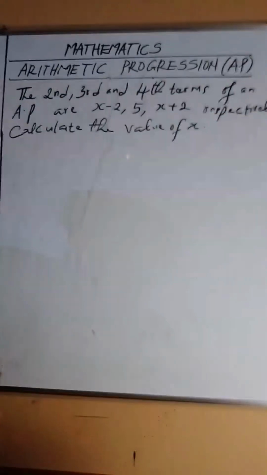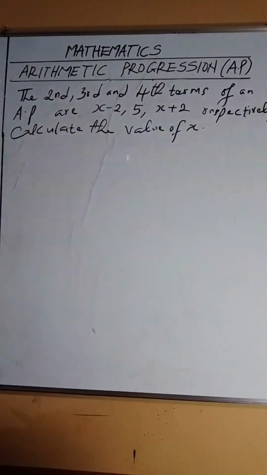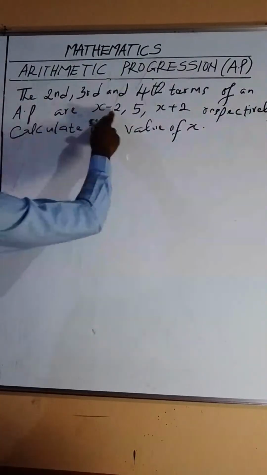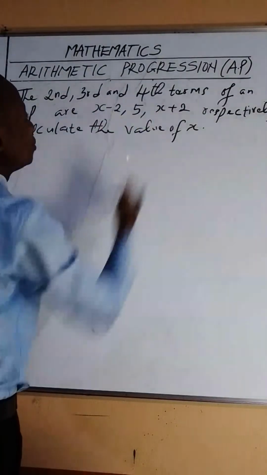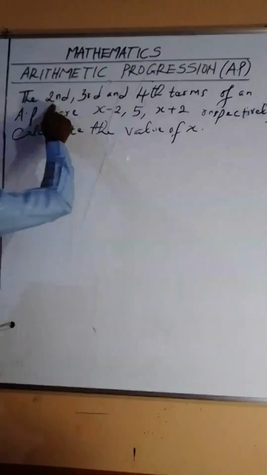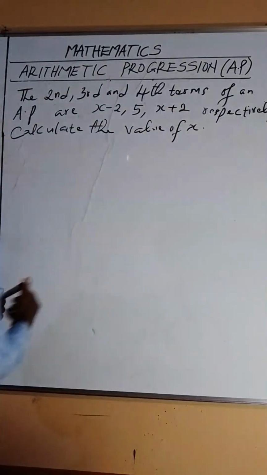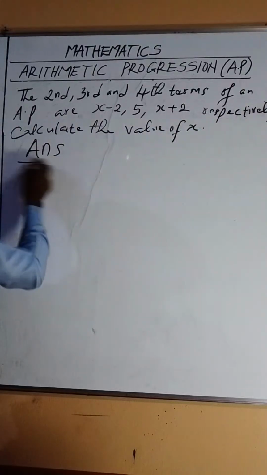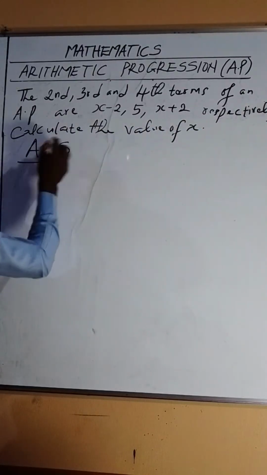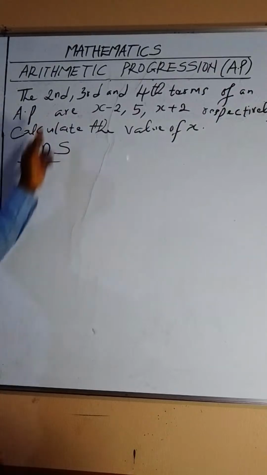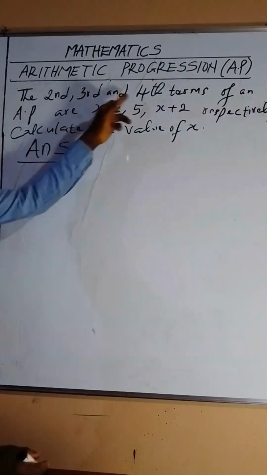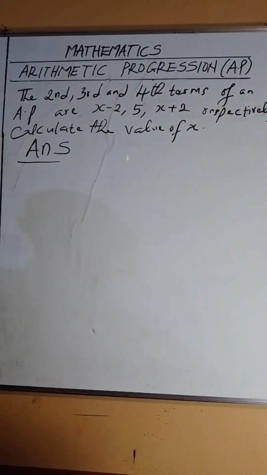So we have another question here. Very simple question. Here we are given x minus 2, 5, and x plus 2 as the second, third, and fourth terms of an AP. So the question is quite simple. This question is based on common difference. Don't forget, because the numbers are arranged consecutively, 2, 3, 4. These are the three terms.